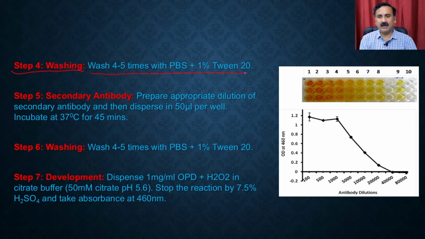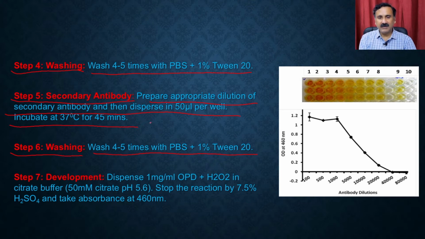You are going to wash like 4 to 5 times with the PBS plus Tween 20, and then you are going to add the secondary antibodies. So you prepare the approved dilution of the secondary antibody and then dispense it at 50 microliter per well, and incubate at 37 degrees Celsius for 45 minutes. And then you have step 6, which is washing. So wash 4 to 5 times with PBS.